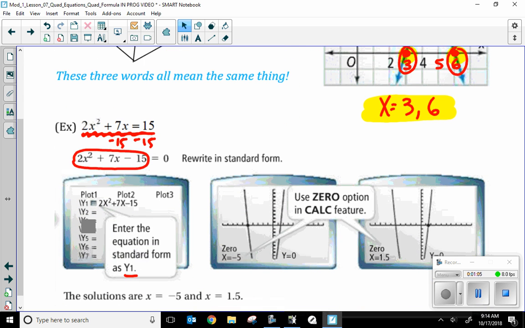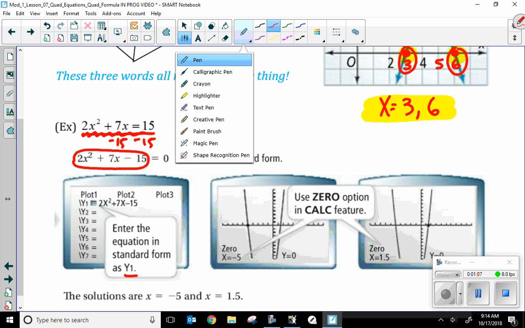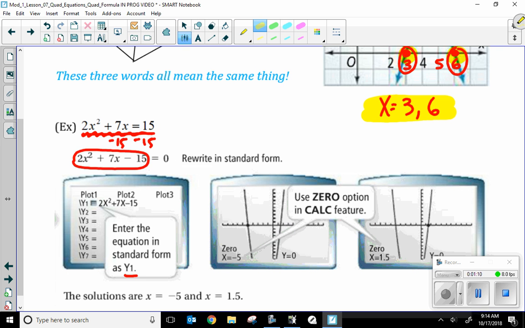Okay, if I have this equation here, I still want to set it equal to 0, always. So I subtract 15 from both sides, and I end up with 2x squared plus 7x minus 15 equals 0. And if I go to the calculator in y1, if I hit the y equals button, I want to put that exact same expression right here.